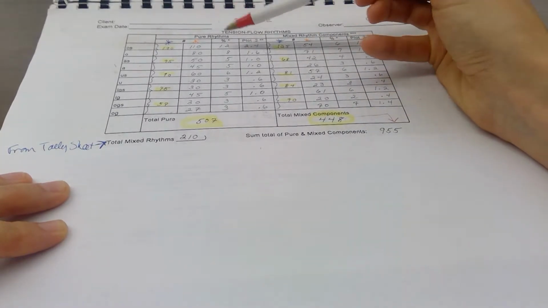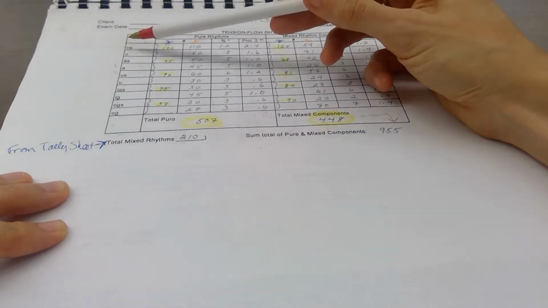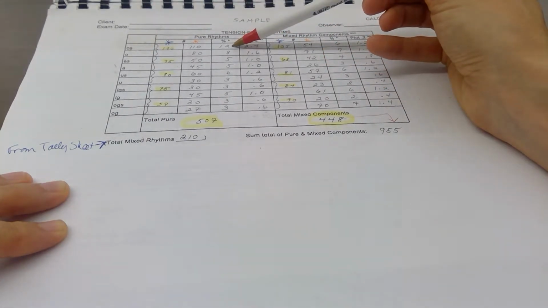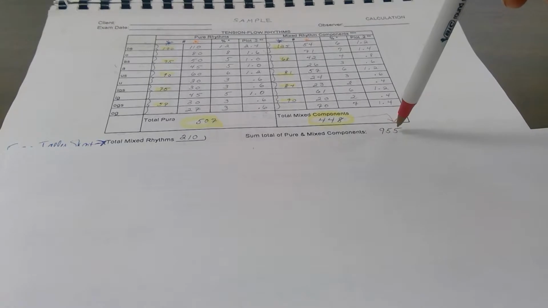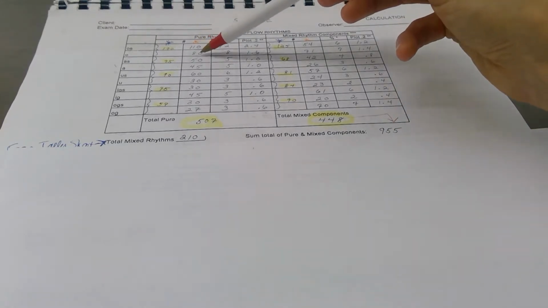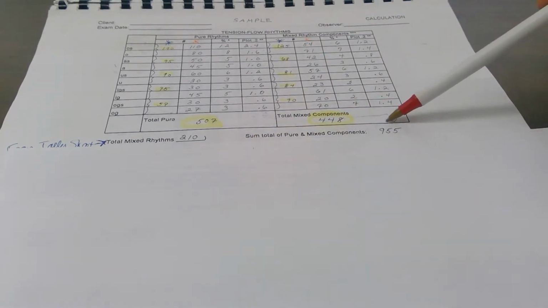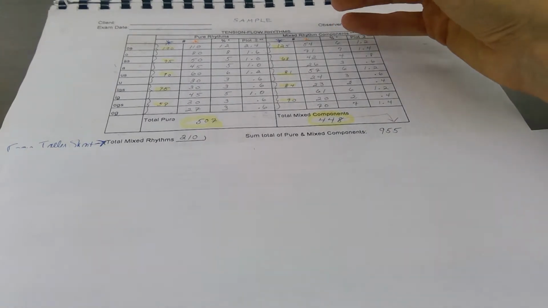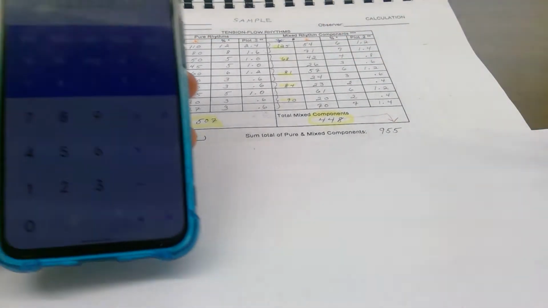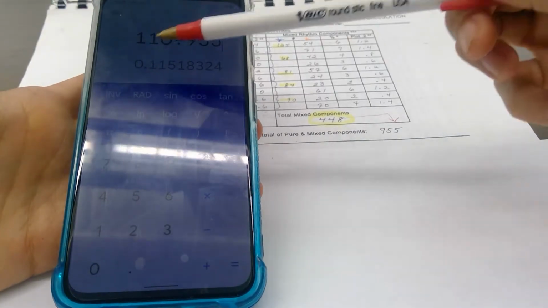So we want to know what percentage of the time the person was using the biting rhythm. And here is how we find that. We take out our calculator and we take 110 divided by this total number 955. So we take this number, whatever it is, and divide it by this sum total of pure and mixed components number.